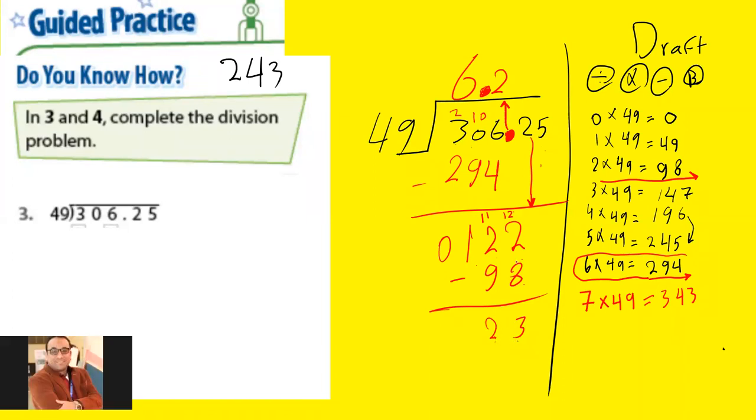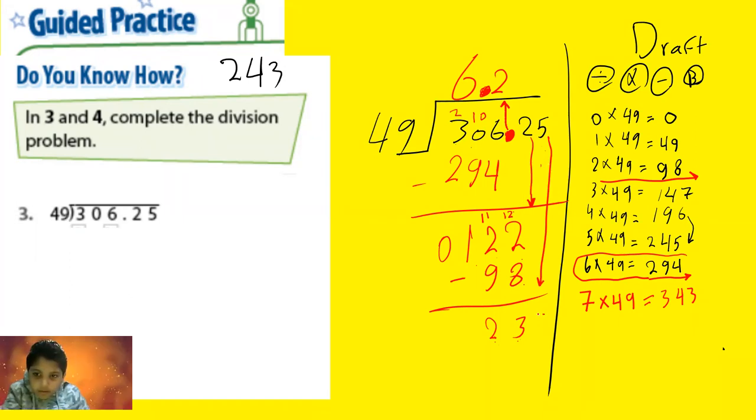And so I get here 23, and it's still less than 49. I need to bring down this 5. No problem. It's open now, nothing prevents you. Here is 235.